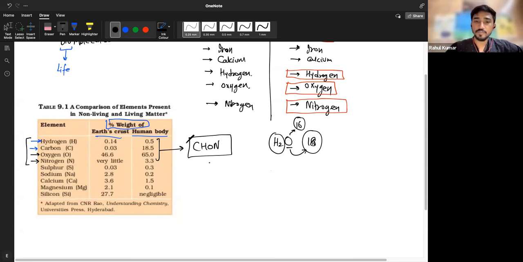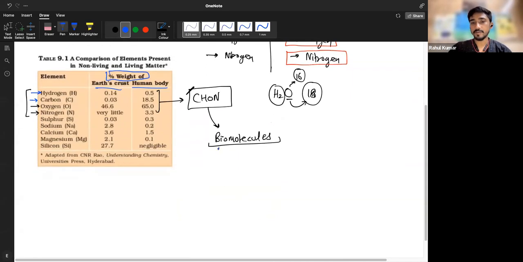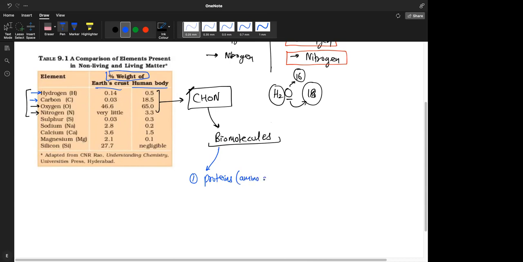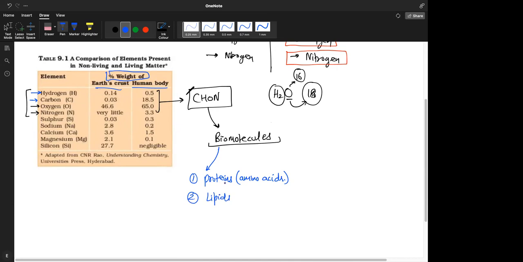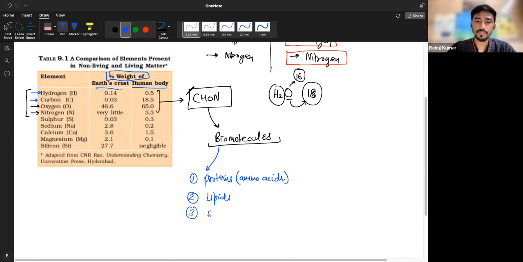And all the molecules that contain CHON in relatively more abundance are called biomolecules because they are present in living systems. And biomolecules are of different types. Name some biomolecules for me. Amino acids? Proteins? Yes, proteins. And the molecules present in proteins are amino acids, right? And lipids? Lipids are also biomolecules. Sugar? Yes, third is sugar. Very good.